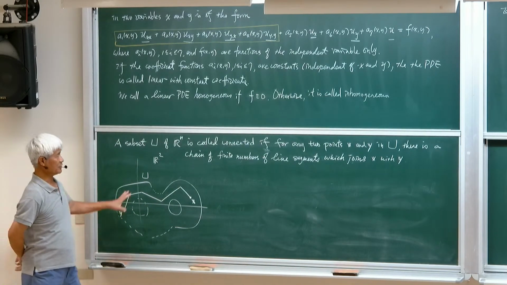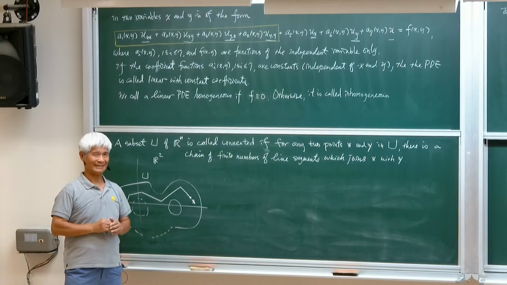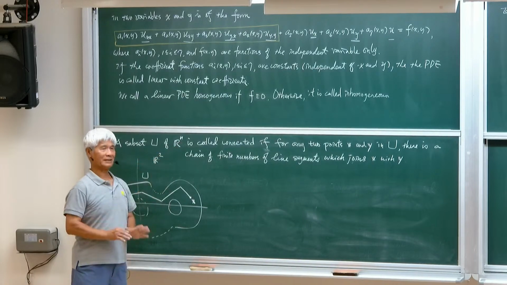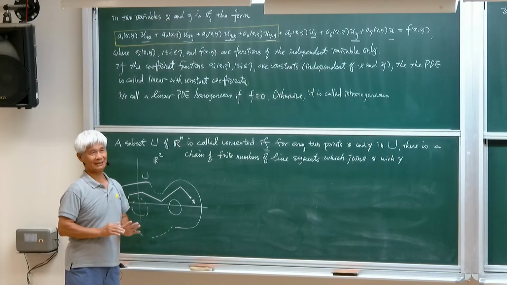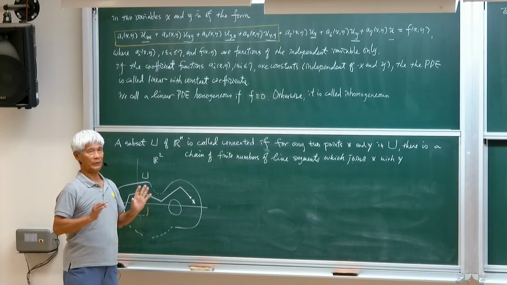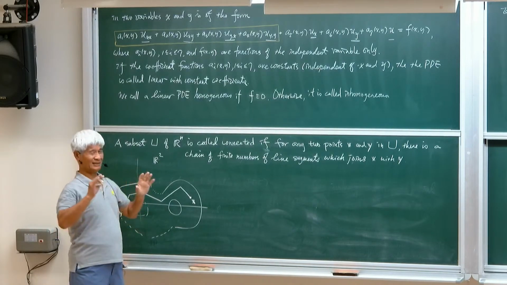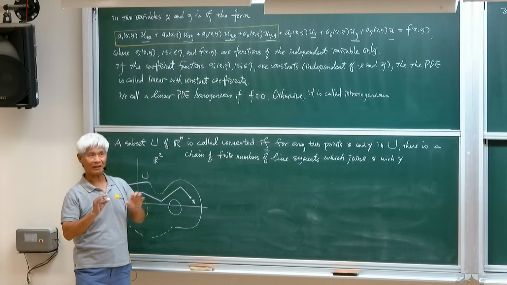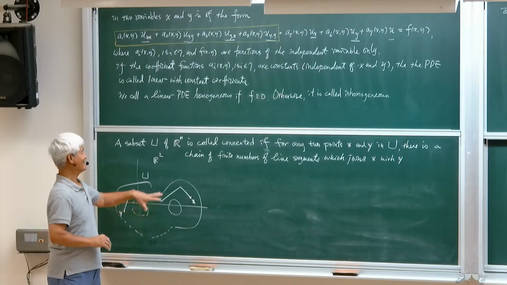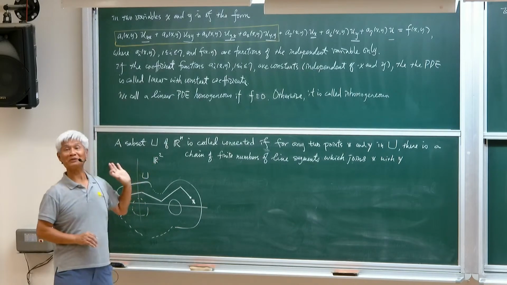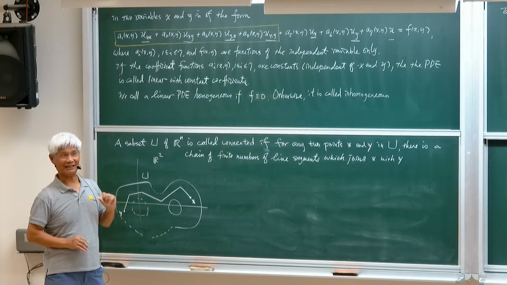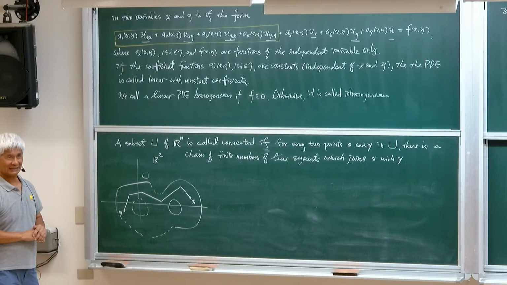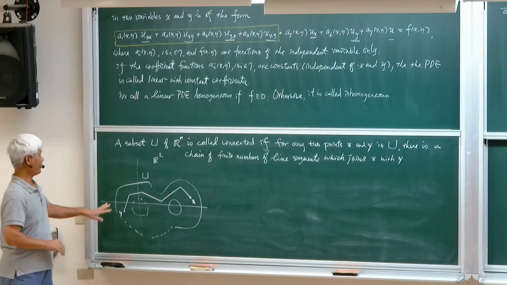Actually, this definition is called path connected, but in Euclidean space, path connected is the same as connected. The general definition of connectedness is very involved, so I use this definition. It is much easier, and you can see it more geometrically.